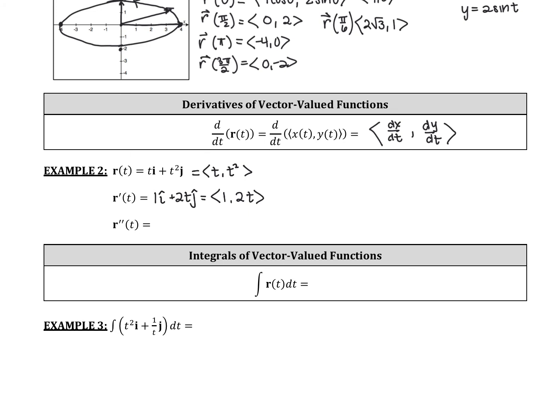Okay, let's take the second derivative. Second derivative in component form would just be 2j, because the i hat would go away. It's just a constant in front of it. The derivative of that constant would be 0. Or if we look at it in component form, the derivative of 1 is 0, and the derivative of 2t is 2.